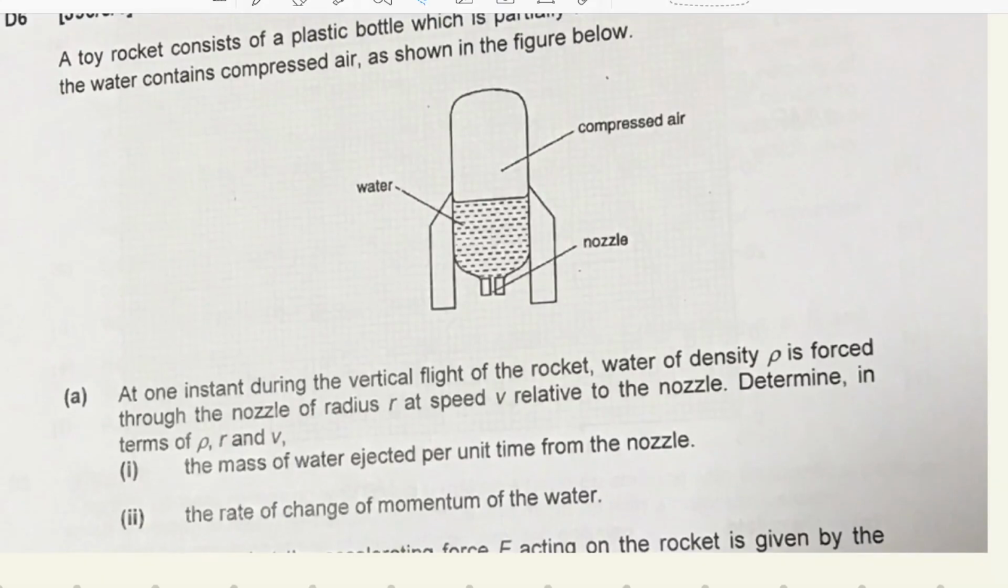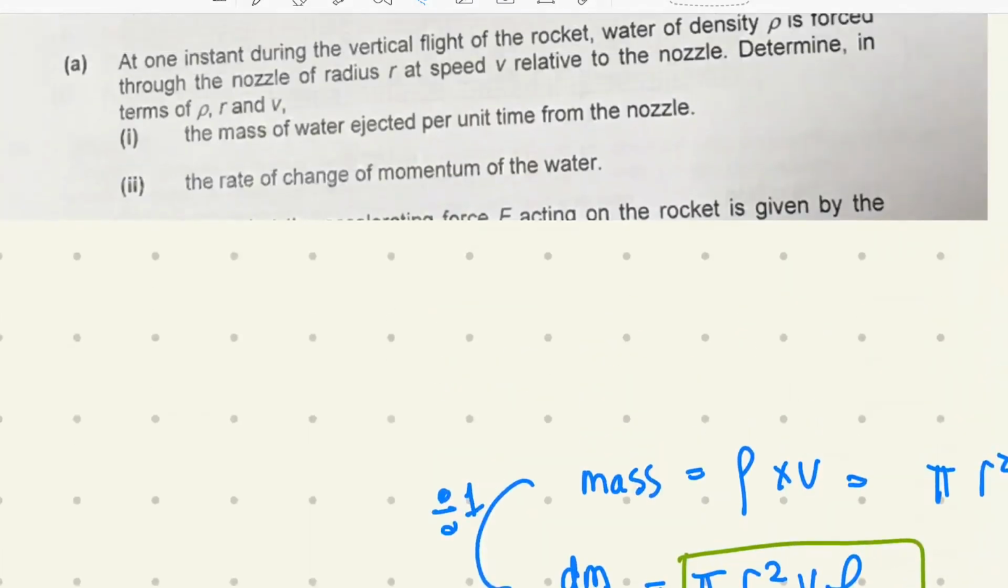Question A. At one instant, during the vertical flight of the rocket, the water of density ρ is forced through the nozzle at radius r at a speed v relative to the nozzle. Determine in terms of ρ, r, and v. Part 1. The mass of water ejected per unit time from the nozzle. That is easy. Part 2. The rate of change of momentum of the water.